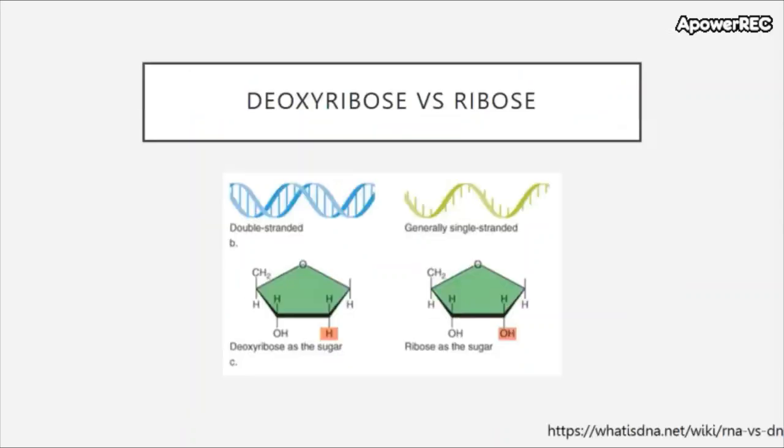And let's look here at the sugars. So deoxyribose versus ribose. As you can see on the second prime carbon, instead of having a hydrogen group, there is what's called a hydroxyl group or an OH group. So deoxyribose is the one that's missing an oxygen, not ribose.